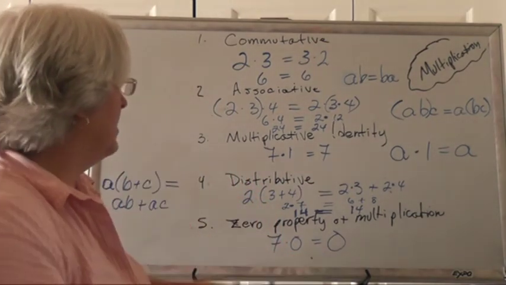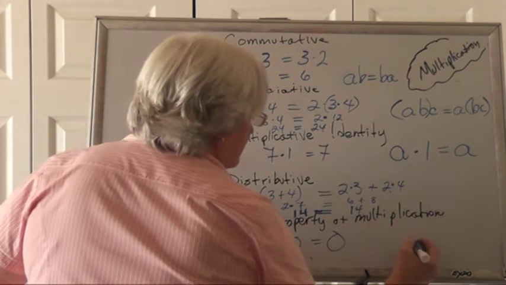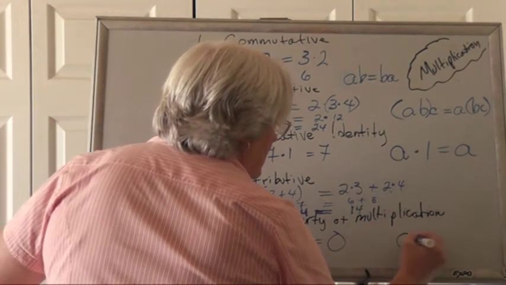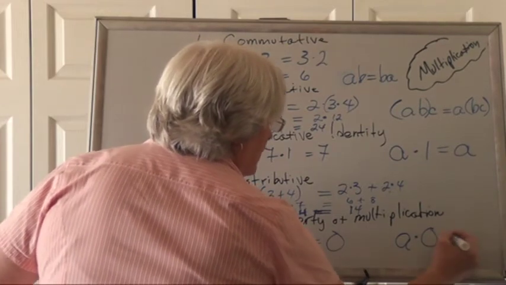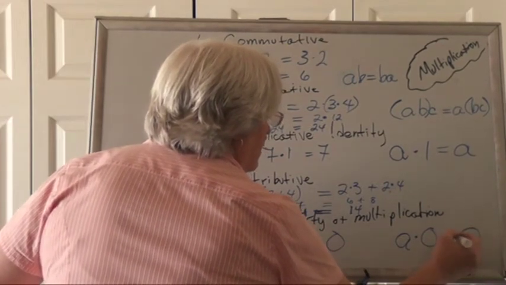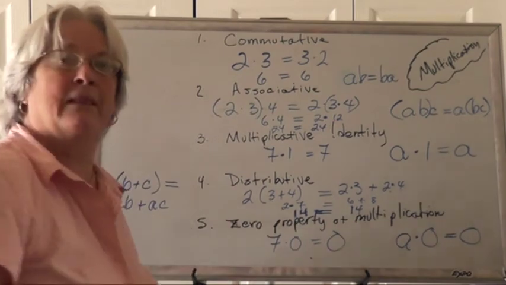So the zero property of multiplication tells us that if you have any number a and you multiply that by 0, you're going to end up with 0.